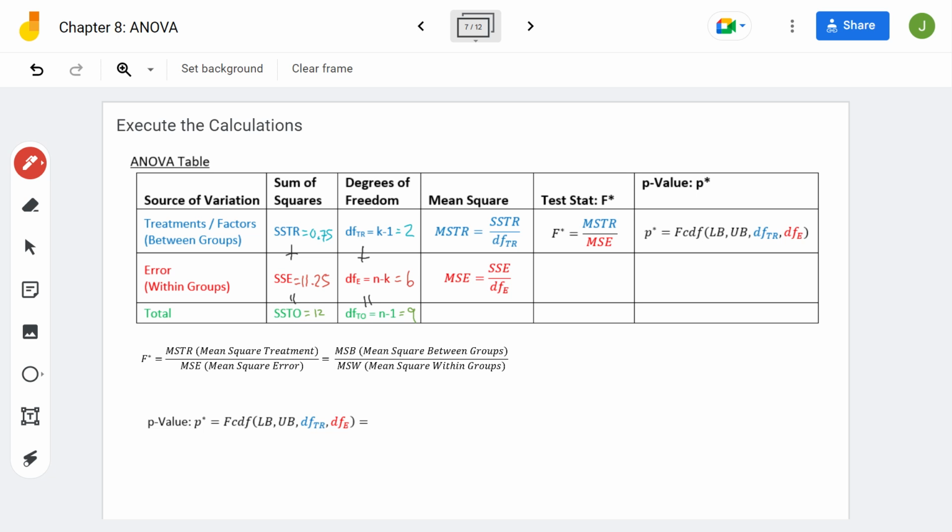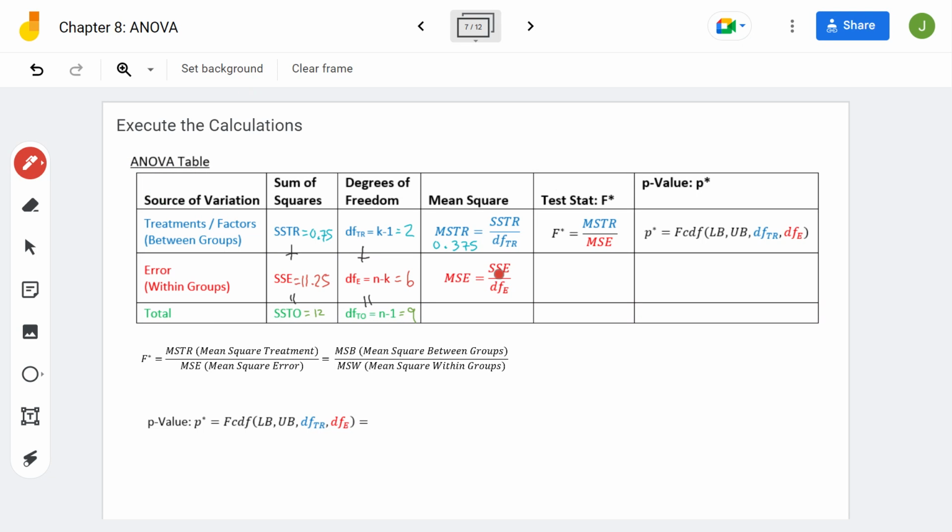Now the mean square treatment, this is really the sum of squares treatment divided by the degrees of freedom treatment. If you remember when we talked about the variance a while ago, when we calculate the mean square treatment, this is really the variance of the treatments. So the mean square treatment, we'd have 0.75 divided by 2, so the mean square treatment is going to be 0.375. I'll write it down below right there. So that's our mean square treatment.